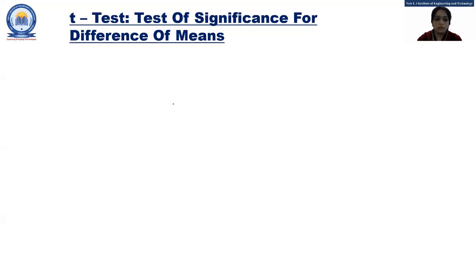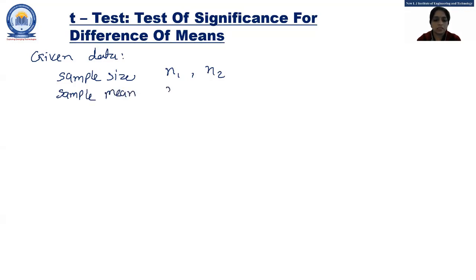When our given data is in the form of two samples, the sample sizes are N1 and N2. Obviously, N1 and N2 are less than or equal to 30. And the sample means are X1 bar and X2 bar. So when samples N1, N2 and sample means X1 bar, X2 bar are given, and we want to test the significance for this kind of data.